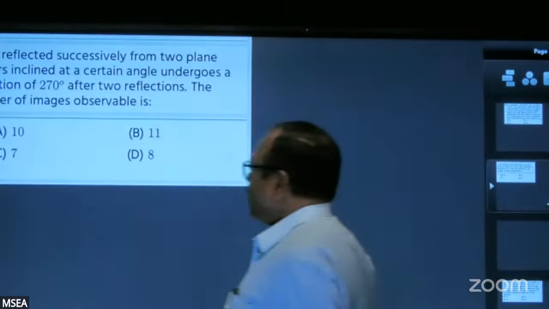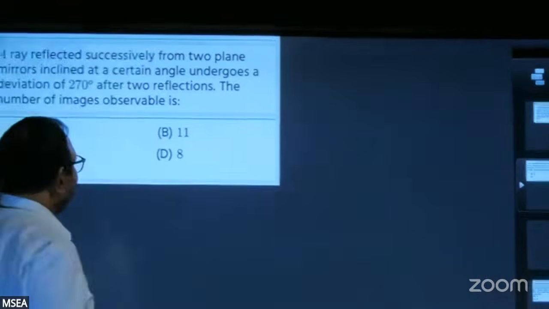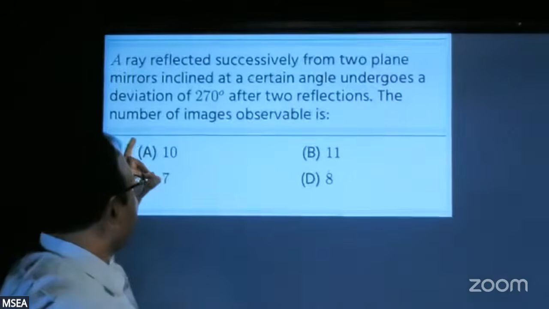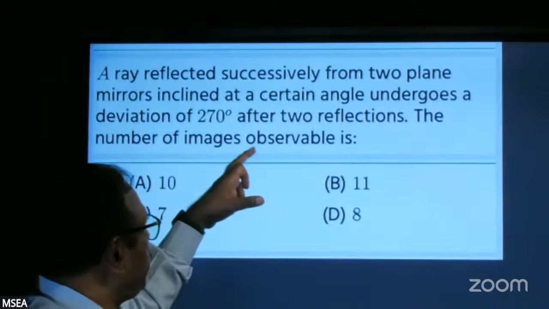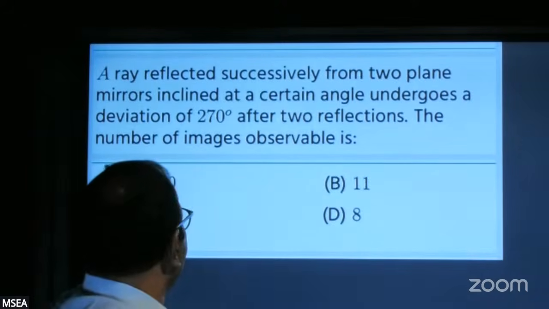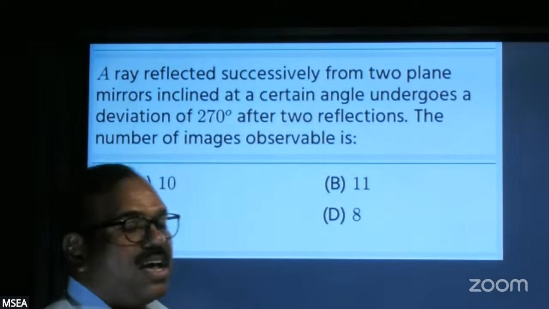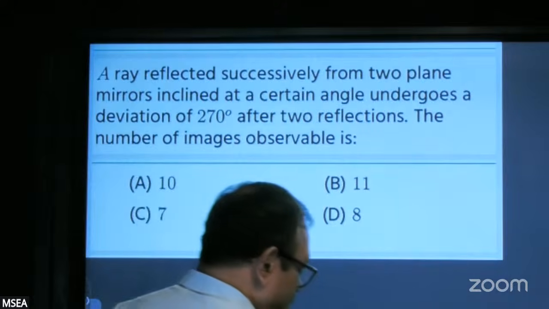Now let us take this: a ray reflected successively from two plane mirrors inclined at a certain angle undergoes a deviation of 270 degrees after two reflections. The number of images observable is?